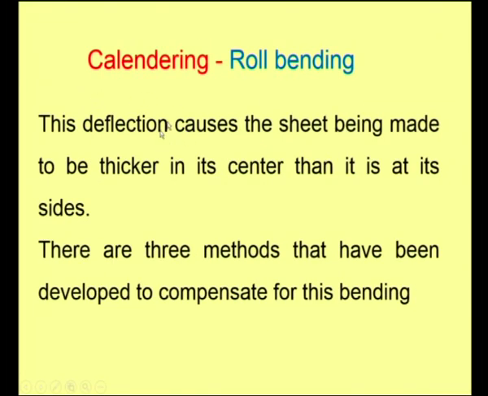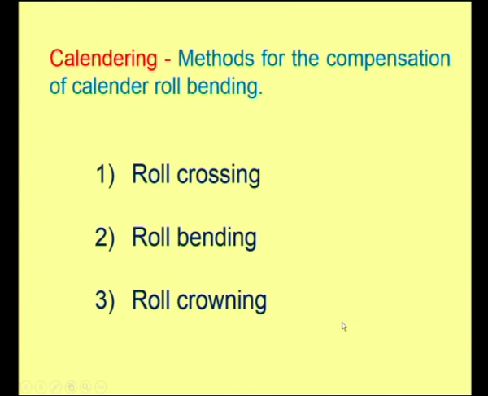So, this deflection causes the sheet being made to be thicker in its center than it is at the sides. As a result of this roll bending, the thickness will be more at the center compared to the edges of the rolls. So, there are 3 methods that have been developed to compensate for this bending. We will see them one by one. They are roll crossing, roll bending and roll crowning.